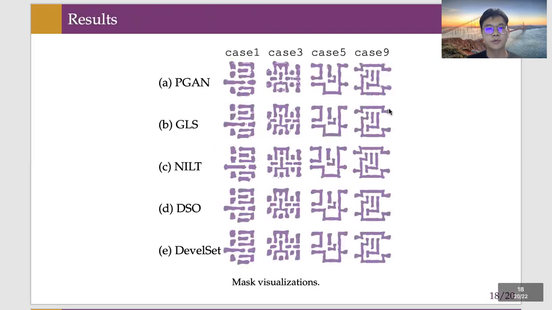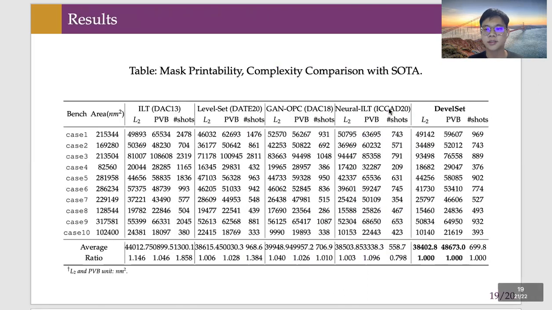Here is the visualization of the results. As you can see, the DevelSet results have smoother boundaries and fewer isolated points, which is easier to manufacture. And the L2 and PVB metrics are better than previous works.